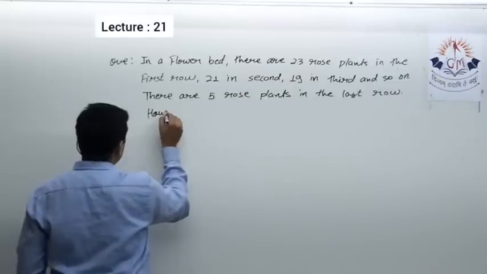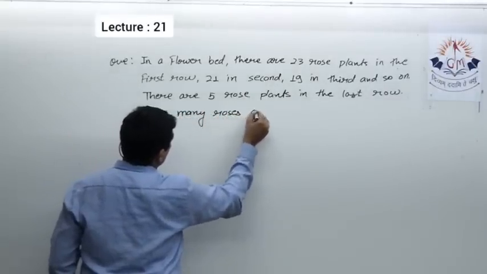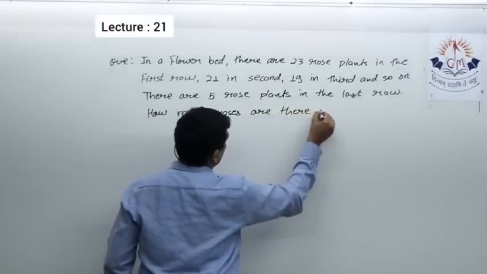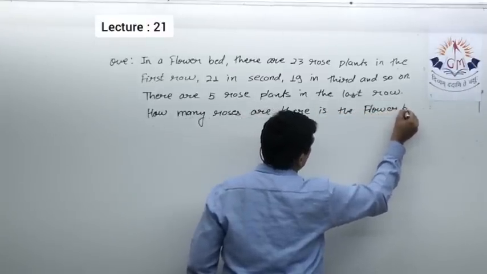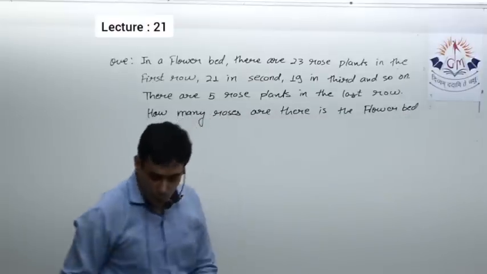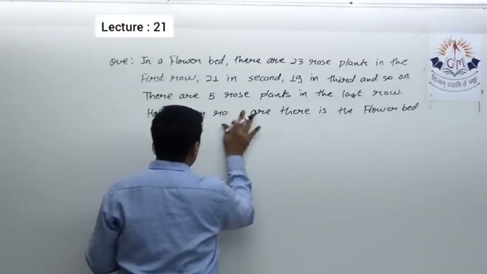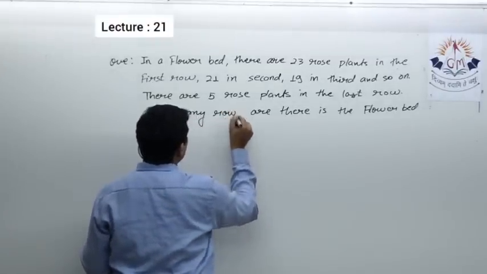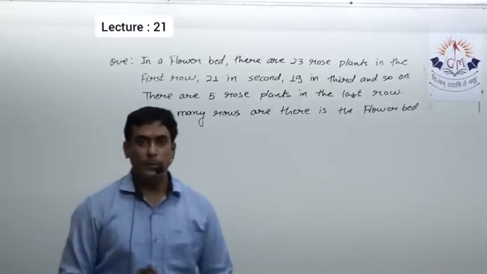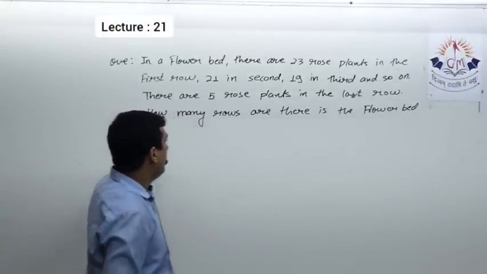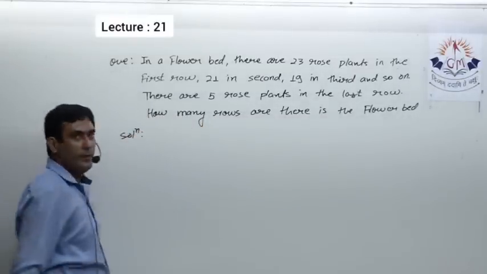How many rows, not roses actually. We can also find how many roses are there, but for that we have to see how to find the sum of the terms of the AP, and that is our next topic. So here we have to find how many rows are there in the flower bed. So think for a while, then I will give you its solution.